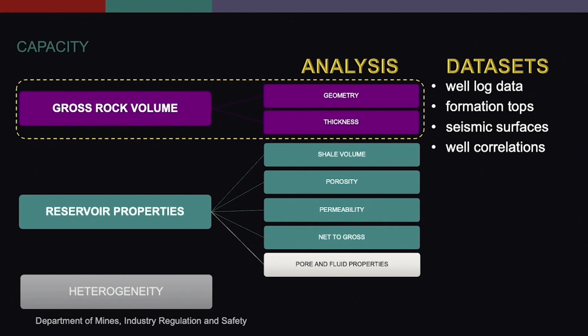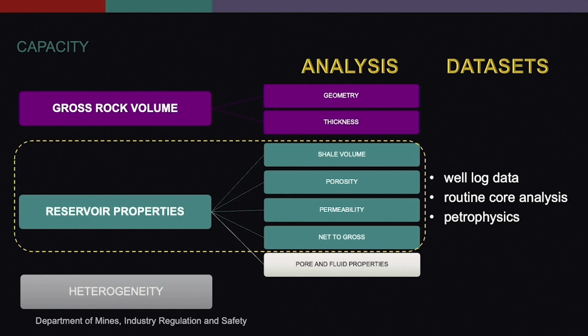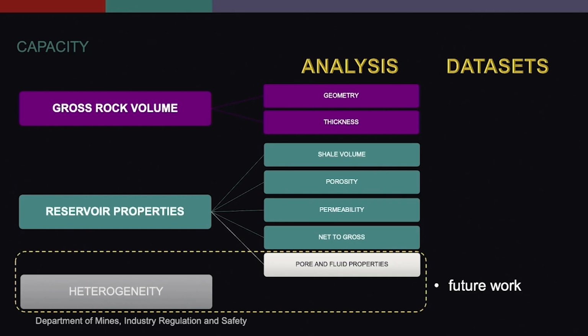The data sets we are leveraging for assessing gross rock volume include well log data, formation tops, seismic surfaces, and well correlations. The data sets we are leveraging for assessing reservoir properties include well log data, routine core analysis, and petrophysics, mostly open hole submissions. Future work is required to compile datasets to complement the assessment of pore and fluid properties and heterogeneity.